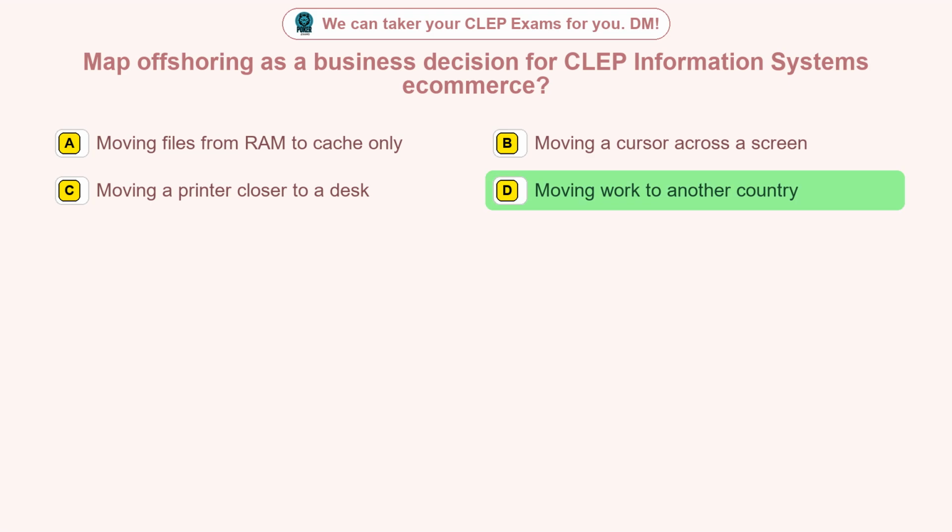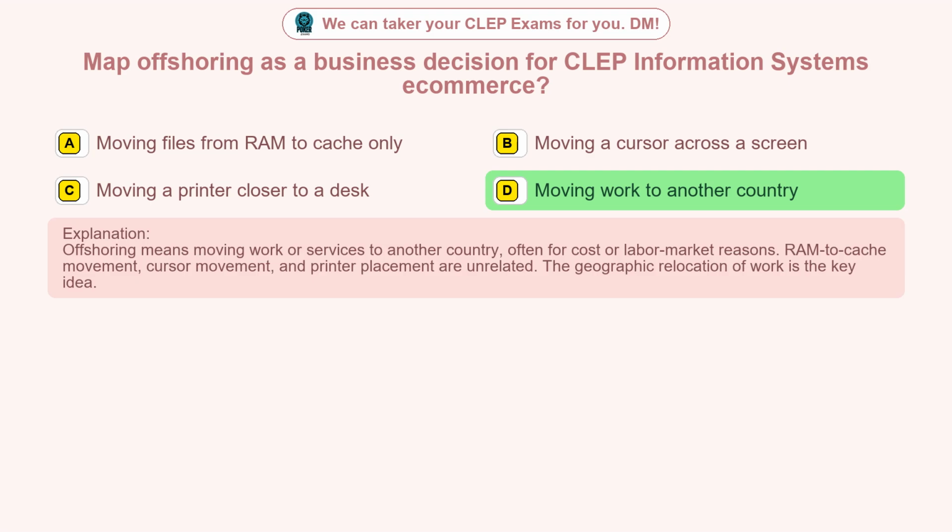Moving work to another country. Offshoring means moving work or services to another country, often for cost or labor market reasons. RAM to cache movement, cursor movement, and printer placement are unrelated. The geographic relocation of work is the key idea.